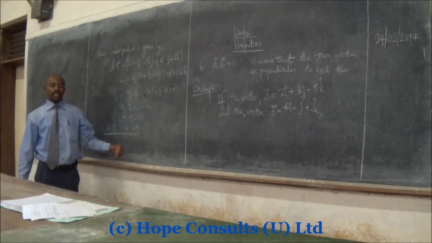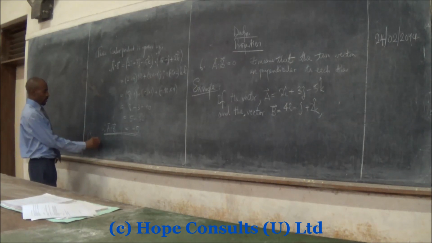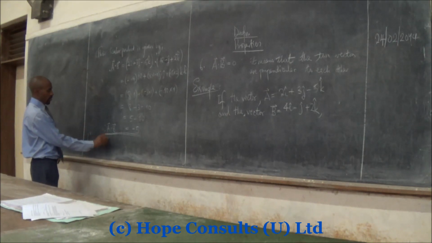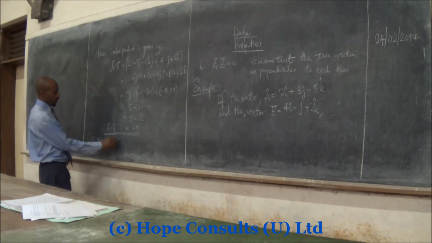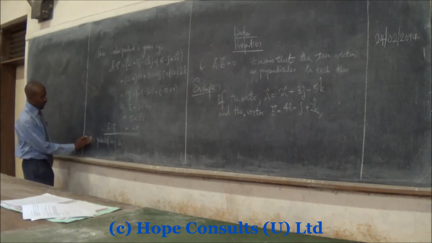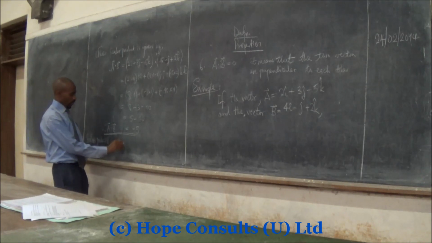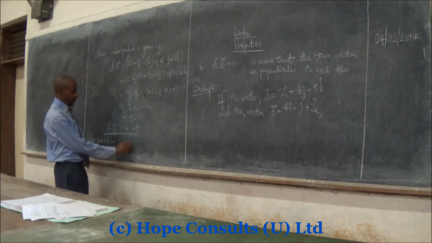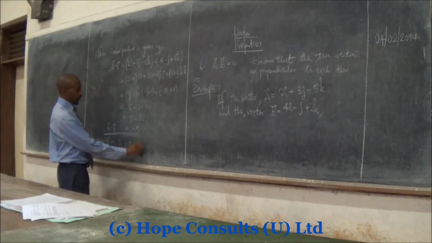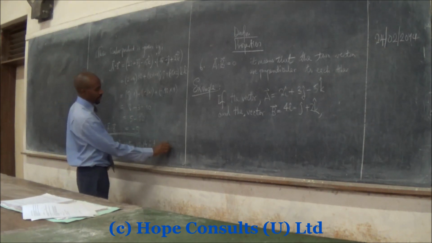So indeed, the dot product or scalar product of any two vectors results in a scalar.